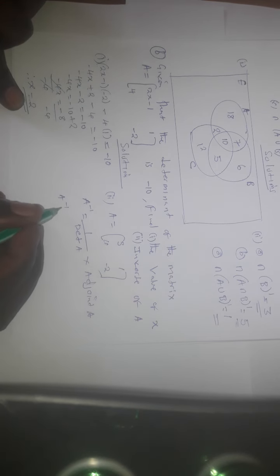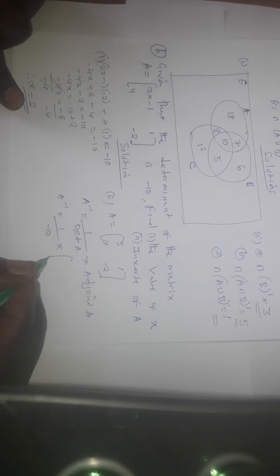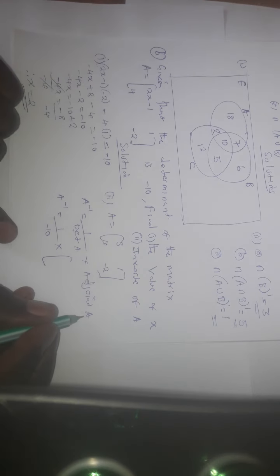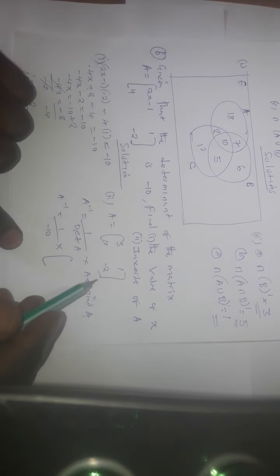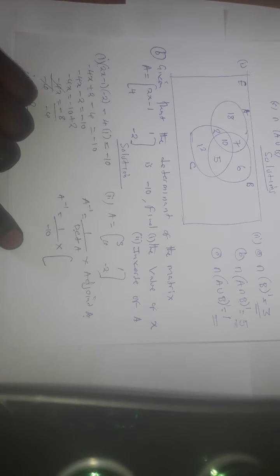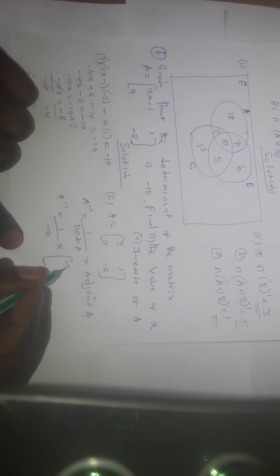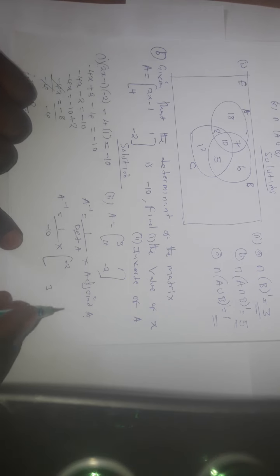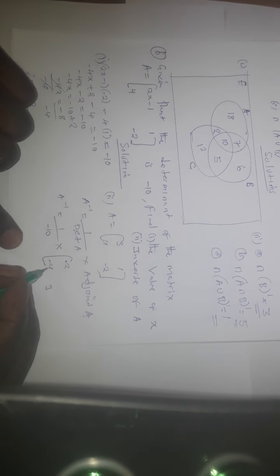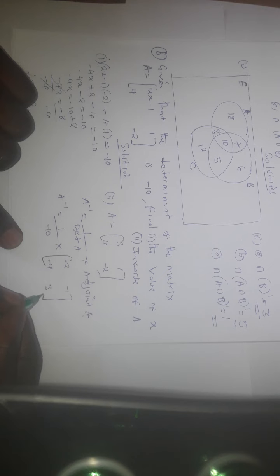So our A inverse will be equal to 1 over the determinant of A, which we know is negative 10, times the adjoint of A, which is simply gotten by interchanging the elements in the major diagonal, like this, and the 3 will come here. Then for the elements in the minor diagonal, only the signs are going to change. If it was positive, it becomes negative. If it was negative, it becomes positive. So we are going to have negative 4, negative 1 there.